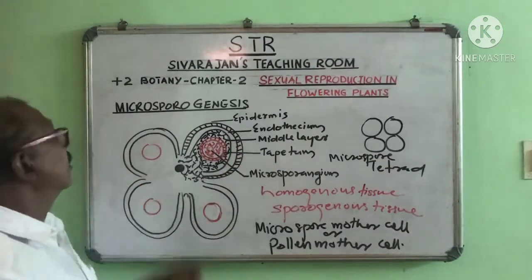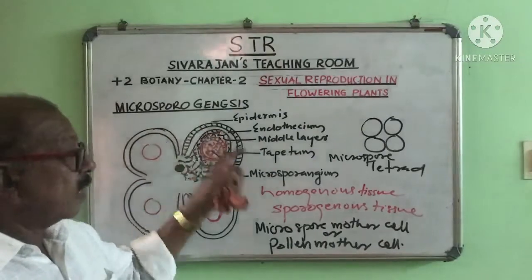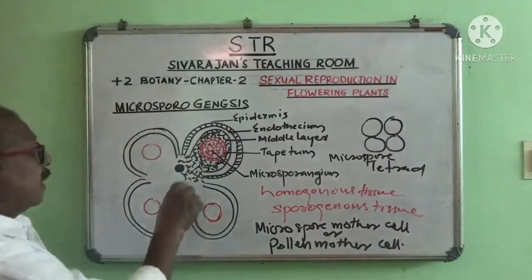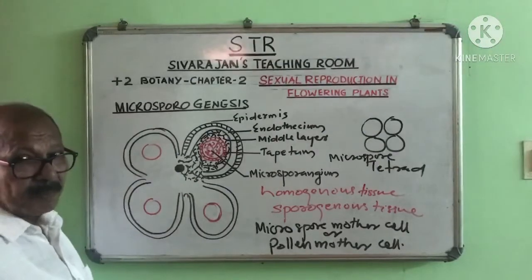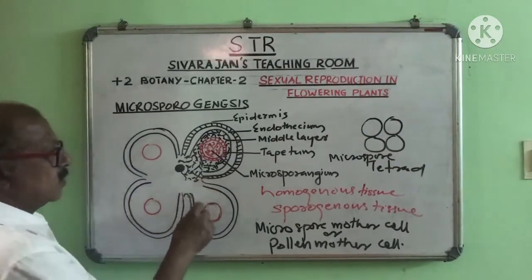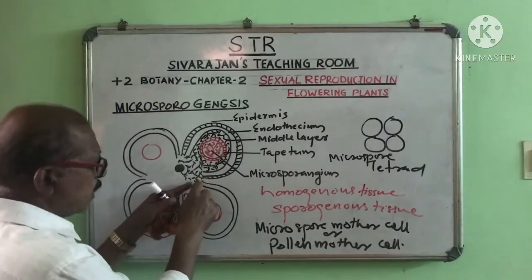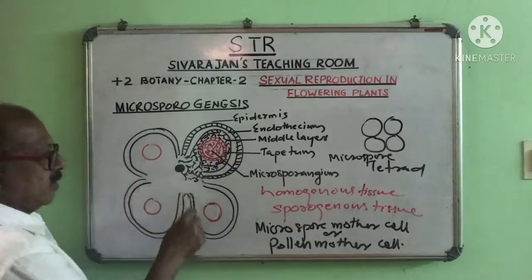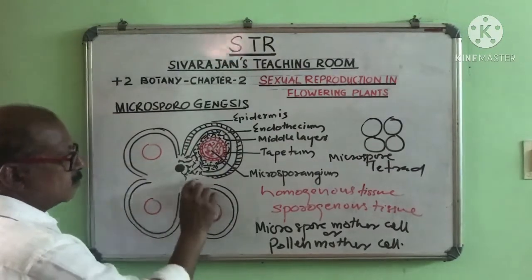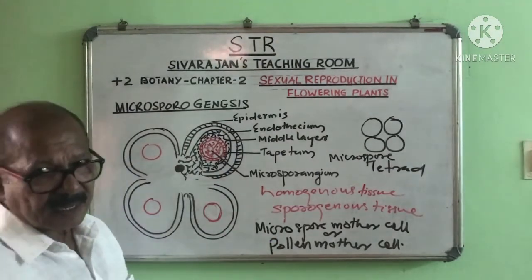This is microsporogenesis. On maturity of the pollen grains, the microsporangium breaks. It breaks at this point, the space where both the thecae join. This is a theca, this is another theca. So it is at this point that it breaks and the pollen grains come out.